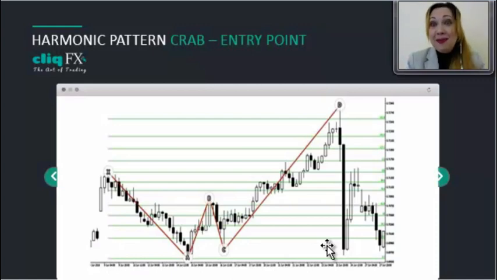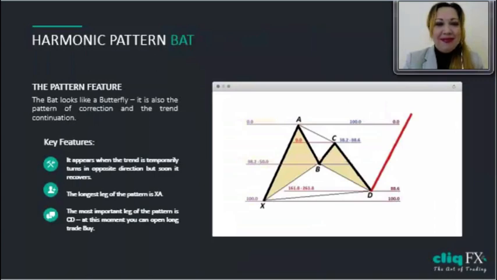And let us discuss the third harmonic pattern, which is called the bat. Actually, it looks like a butterfly. That's why we described the butterfly pattern first, because it's like the basic. When you know the basic, it's easier for you to know the details. So, the bat looks like the butterfly, and it's also a pattern of correction and trend continuation.